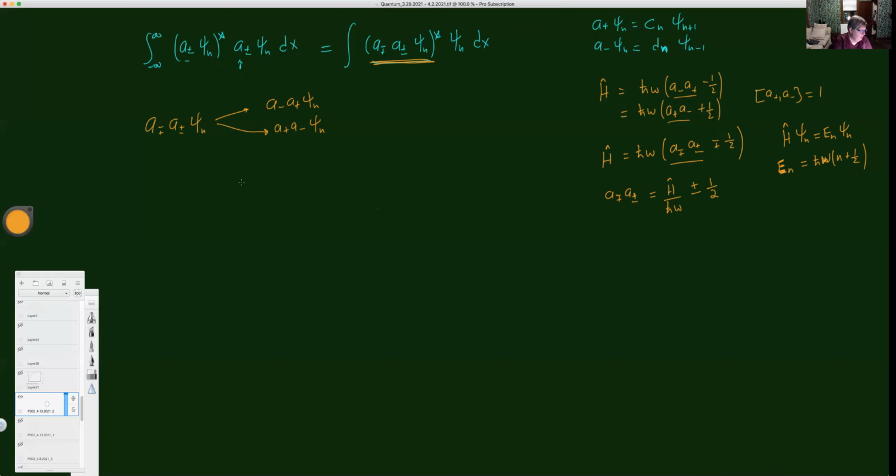Okay, so let's look at A minus A plus acting on psi n. What does that do for us? Okay, so A minus A plus, that'll be the top sign. This will be H hat, the Hamiltonian, over h bar omega, and that'll be the top sign, right? So that's plus 1/2. Why do I have minus 1/2 here? Okay. Oh, yep, I messed up here. Sorry about that.